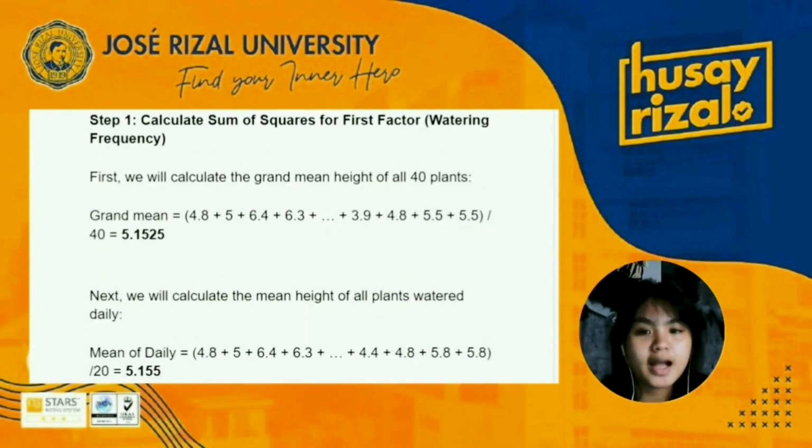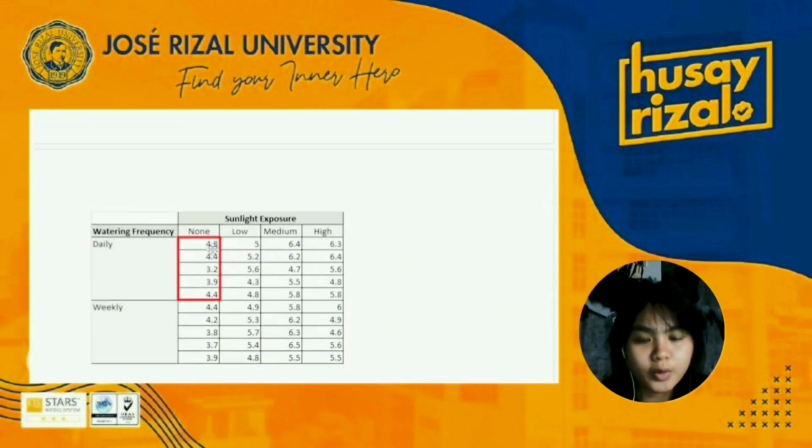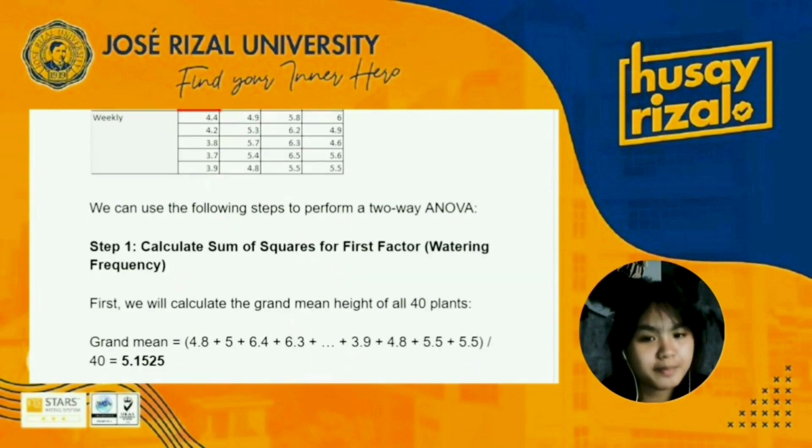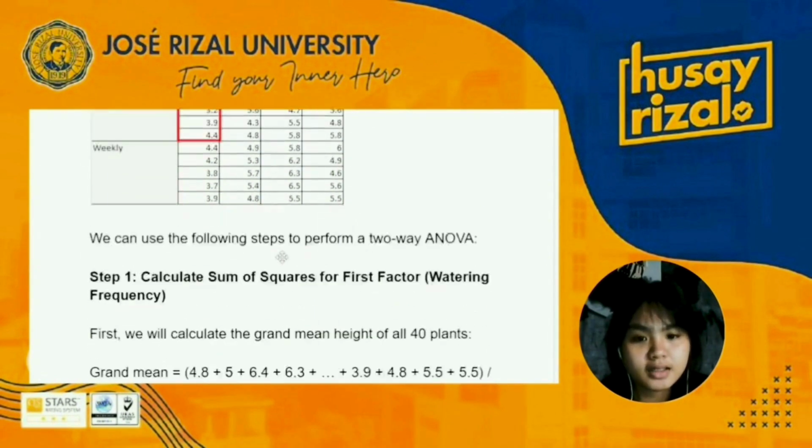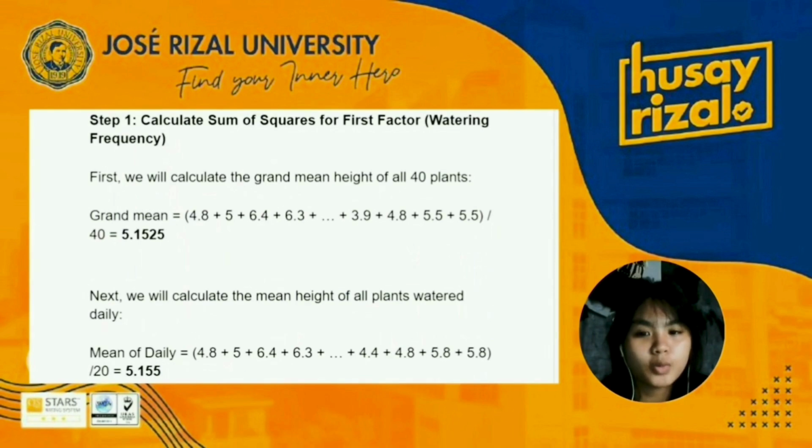Step 1. Calculate the sum of squares for the first factor, watering frequency. First, we will calculate the grand mean height of all 40 plants. So here, from 4.8 up to 5.5, and then we divide it by 40, the overall number of data points. The result is 5.1525.